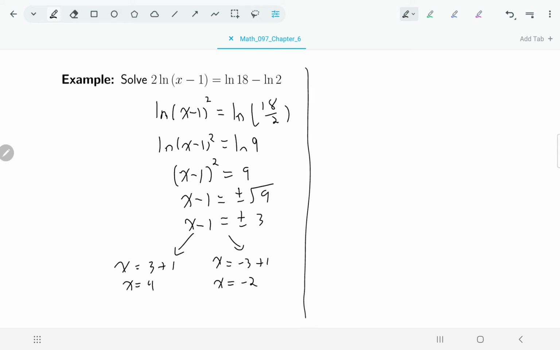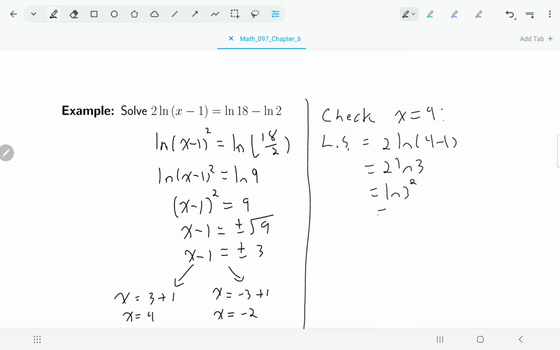If I'm going to start with checking x equals 4, I need to put 4 into the original equation. The left side is 2 times natural log of 4 minus 1, which is 2 times natural log of 3, which becomes natural log of 3 squared, and that's just natural log of 9.